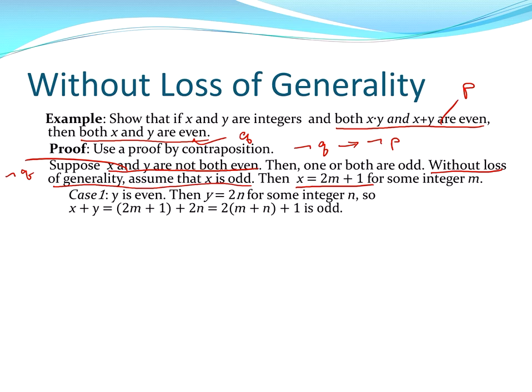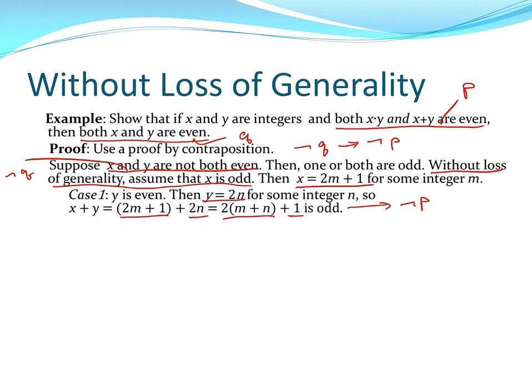Now if x is odd, y could still be even, and in that case, y is equal to 2 times n. Then if we add them, we get x, which is 2m plus 1, plus y, which is 2 times n, gives us 2 times the quantity m plus n, plus 1, which meets the definition for an odd integer. And since the sum of x and y is odd, that proves the negation of P in that case. We have another case though.